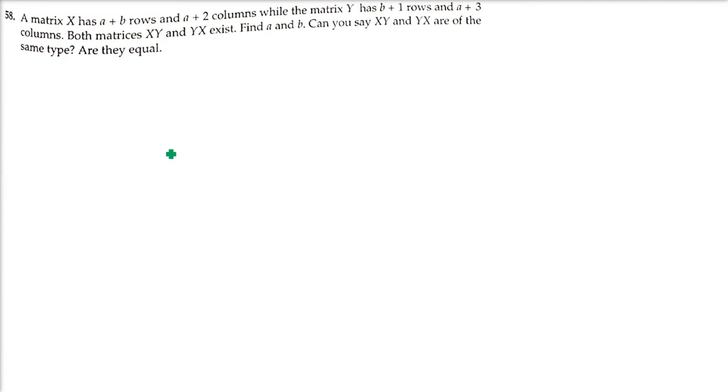A matrix X has a plus b rows and a plus 2 columns, while matrix Y has b plus 1 rows and a plus 3 columns. Both matrices XY and YX exist. Find a and b. Can you say XY and YX are of the same type? Are they equal? So first matrix. Now you need to know that the columns of the first matrix have to be equal to the rows of the second matrix.